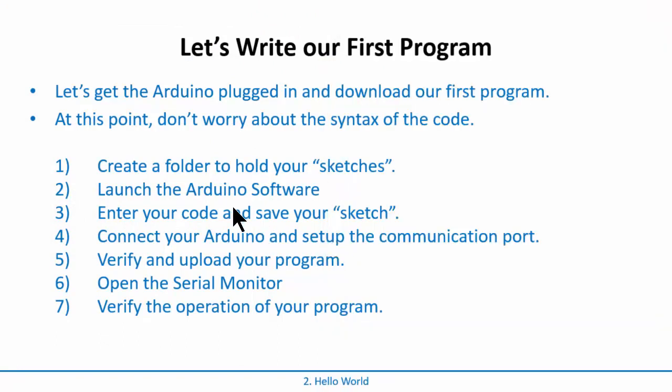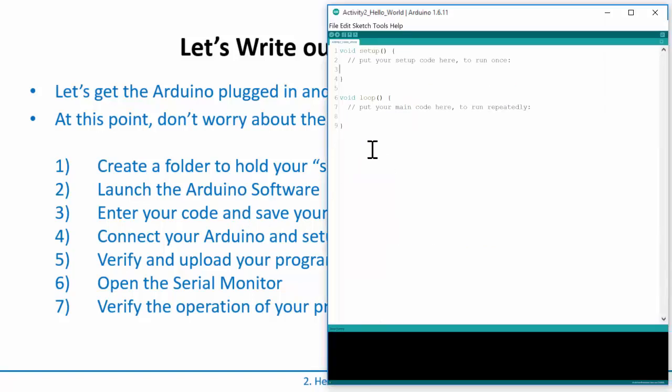Okay, all right, so now at this point, you've launched your Arduino software and saved. We haven't really entered any code yet, but now let's enter some code, and then we will connect it and run it. The first thing that I want to do is enter something simple. In this activity, you don't need to understand anything that's going on with the syntax. We'll start talking about the syntax in just a second. I just want you to type the following code right here.